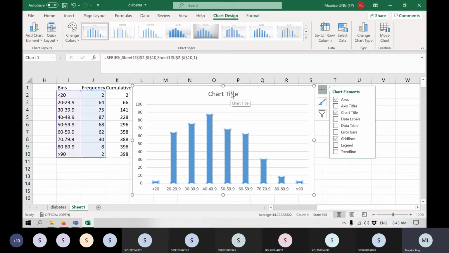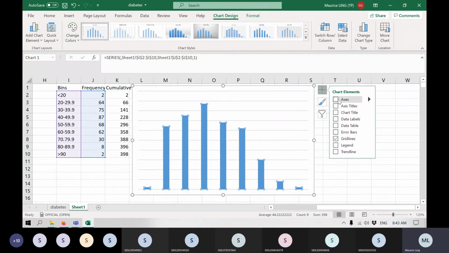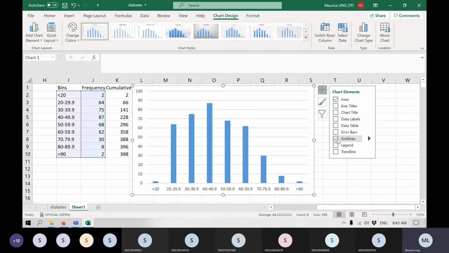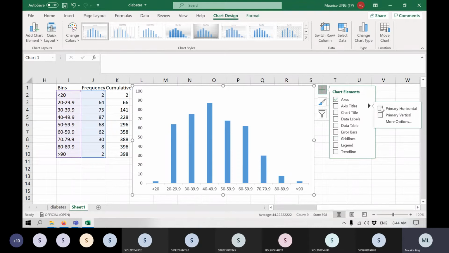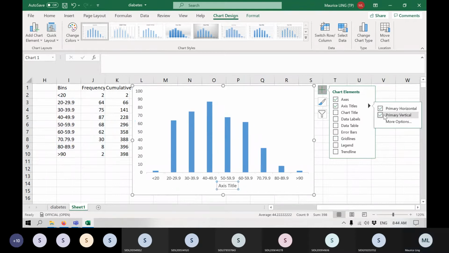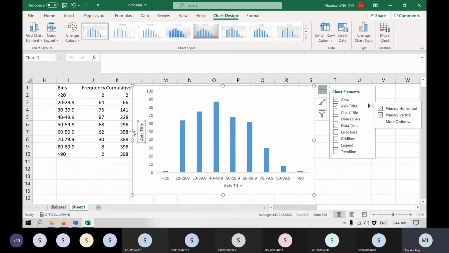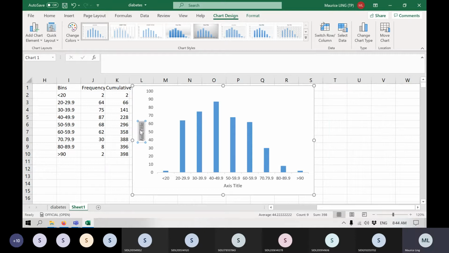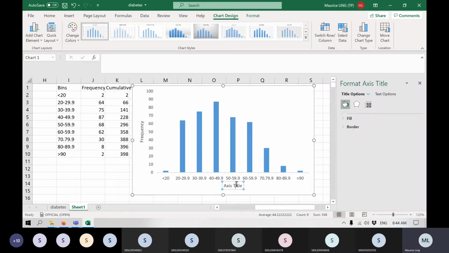So you can add your chart title. Let's say I don't bother about the chart title. I need my axis. I don't want the grid lines, I actually hate the grid lines. Then what I need is my chart axis titles. So I can label this as frequency.